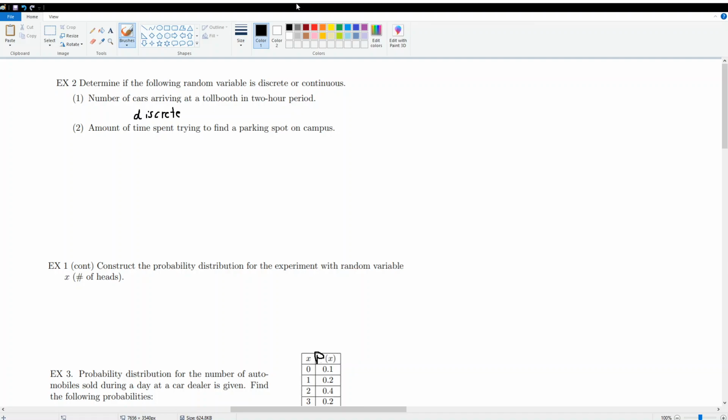Number 2, amount of time spent trying to find a parking spot on campus. This is going to be continuous. They might say, that's nonsense. It's going to take me maybe 1 to 5 minutes. Could be 1 minute, could be 2, 3, 4, 5. Doesn't matter, that's discrete. No, it's not. Because technically, we can find the time down to the nanosecond. Or even more specific, we can go all the way down to the Planck unit of time. You essentially have an infinite number of times, because that decimal can go out as far as it wants. You might round it to be 1 or 2 minutes, but time does not round itself.